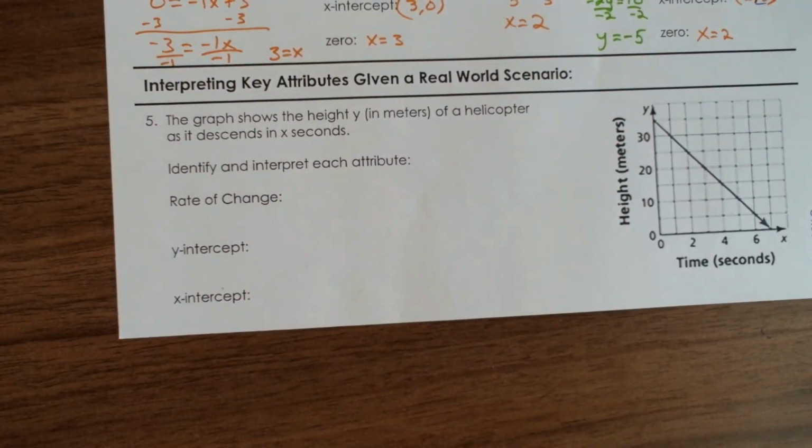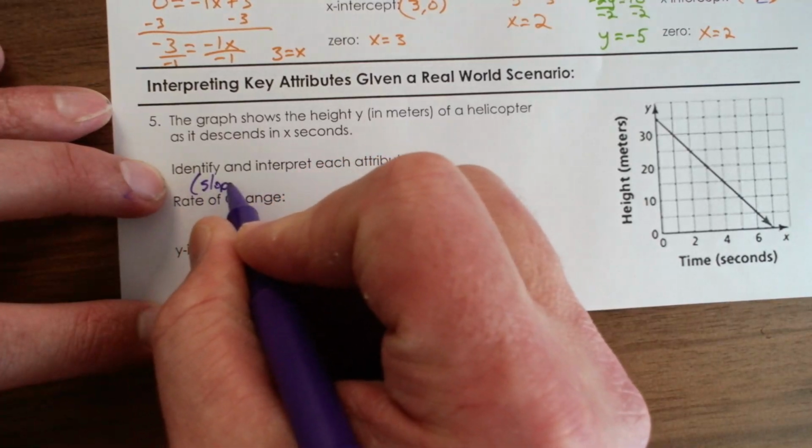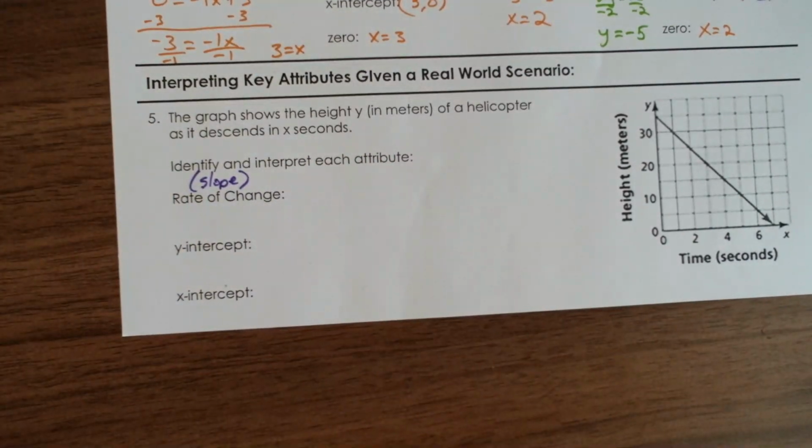Last one, real world problem. Interpreting graphs given a real world situation. The graph shows the height y in meters of a helicopter as it descends in x seconds. Identify and interpret each attribute: the rate of change, which again, this is just slope, my y-intercept and my x-intercept.